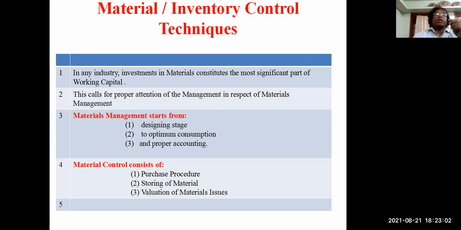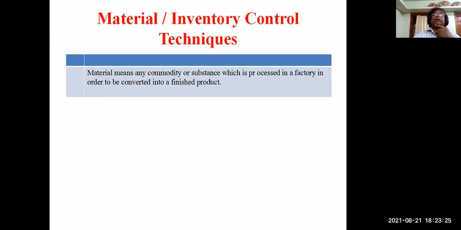Since I'm talking about material control, I'm referring to these things only theoretically, but practically you have to learn how to prepare a bin card, how to prepare a stores ledger, how to value the material issues, how to make the account under FIFO method, under LIFO method, under average method. All these things are there in practical. So we are going to learn these things.